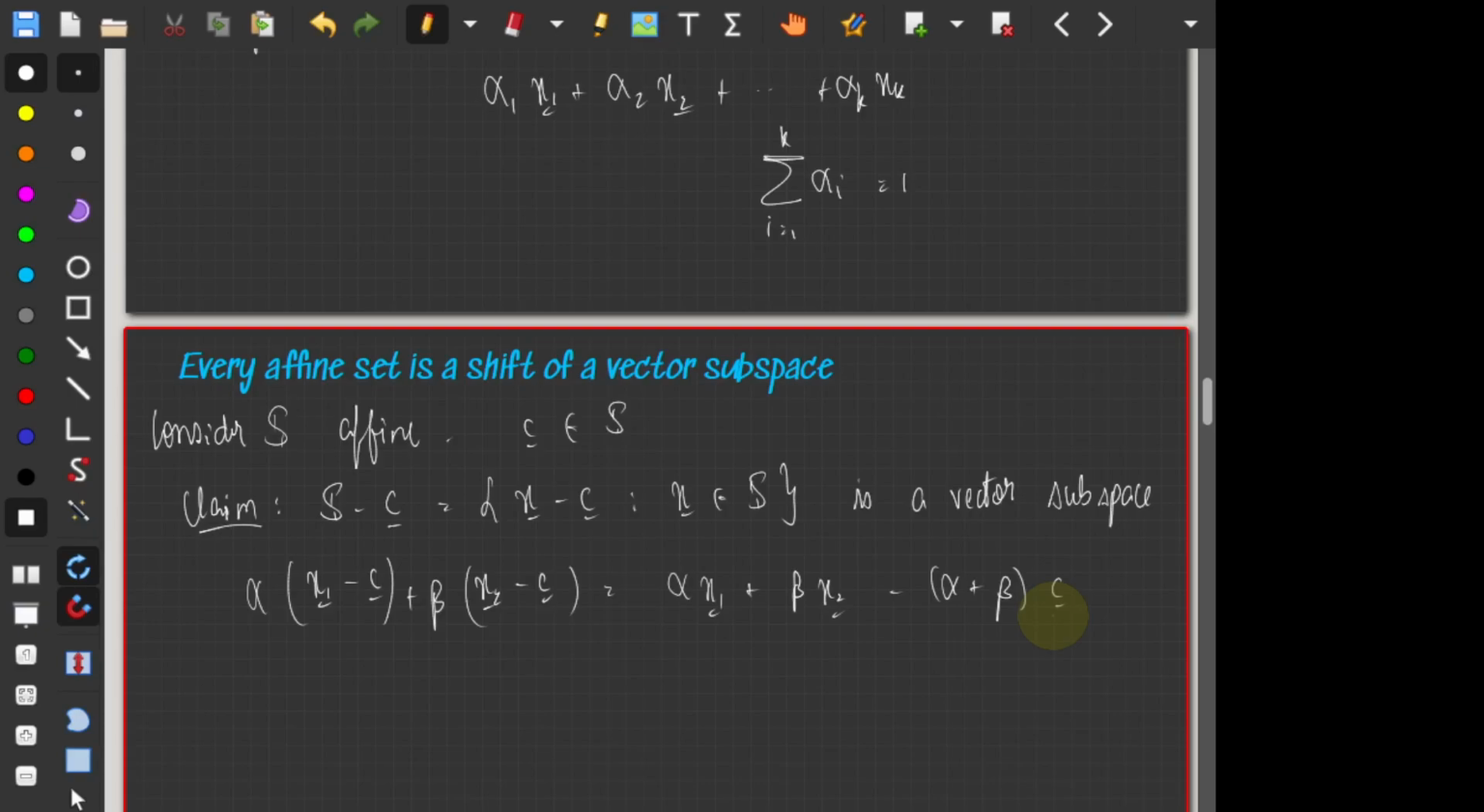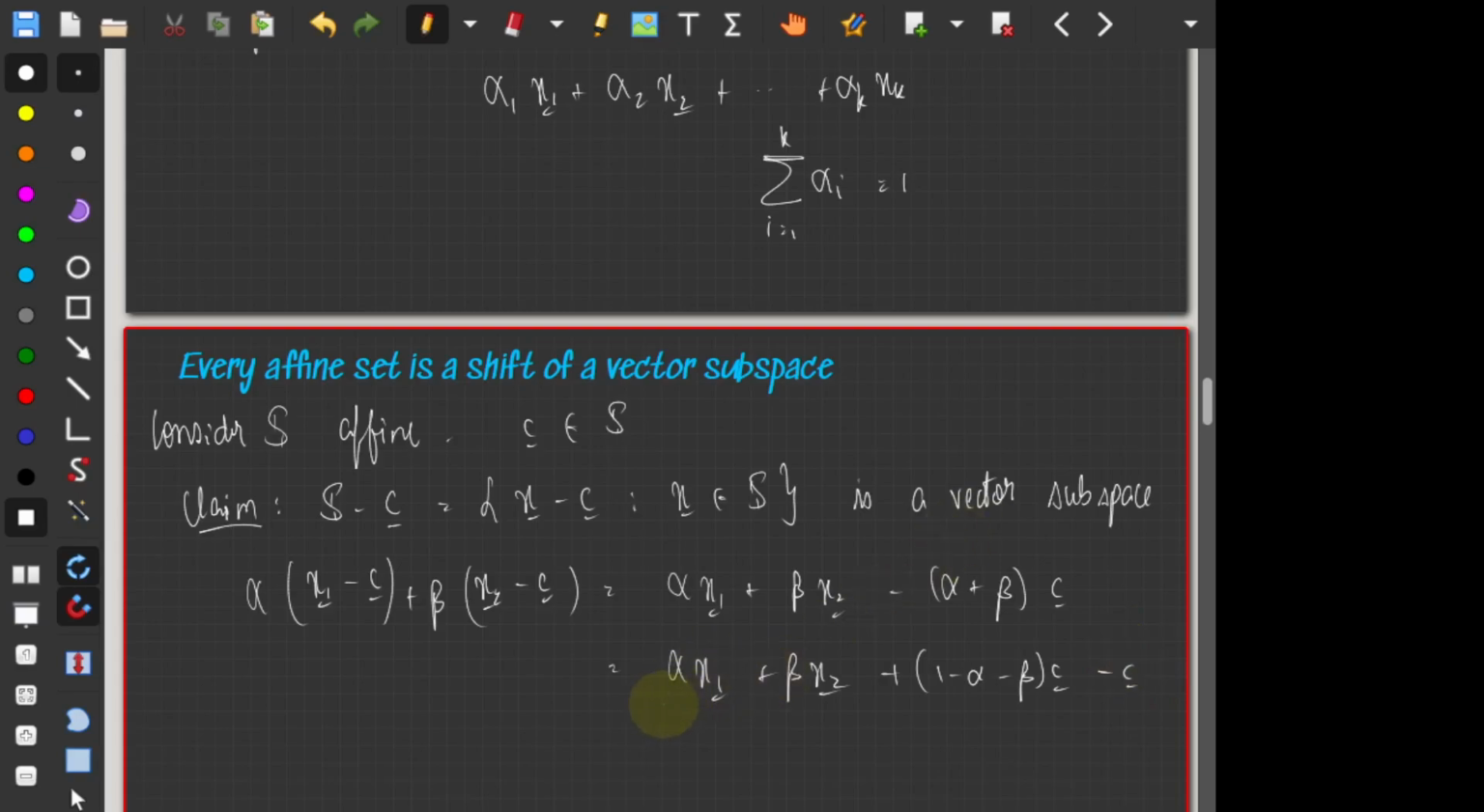Is this an affine combination? Sum is what? So we add a C and subtract a C, right? So I can write this as alpha x1 plus beta x2 plus 1 minus alpha minus beta C, minus C, right? I just added and subtracted the vector C. So I have a minus C as required.